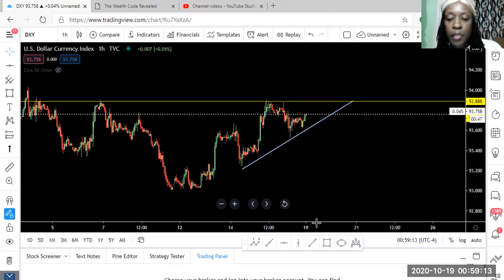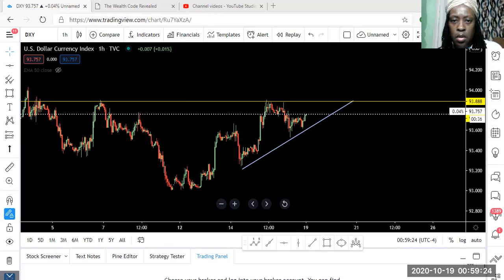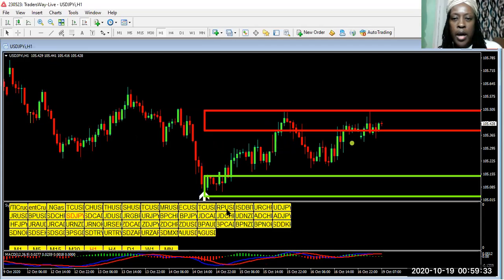So let me change charts, I should say, and let's go to the MetaTrader. Okay, now we're on the MetaTrader. Are we on the MetaTrader? Hold on. Now we're on the MetaTrader. Let me make sure. Okay, so you should be able to see MT4 and the zones at this time.